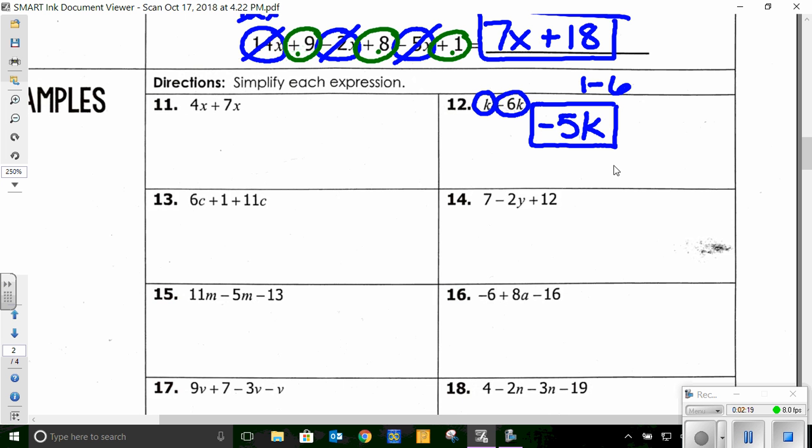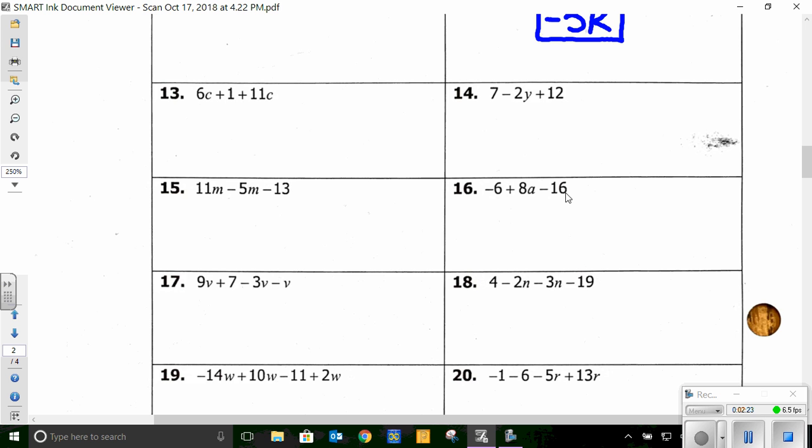The next one we have, number 14. This time we don't have anything with our negative 2y other than negative 2y. There's nothing to combine, but I do need to bring it down into my problem. So this is negative 2y. I didn't have anything else to add to it or subtract from it. So that's all we have.